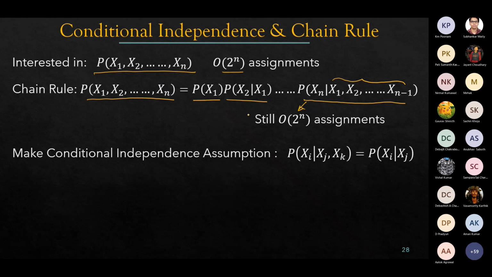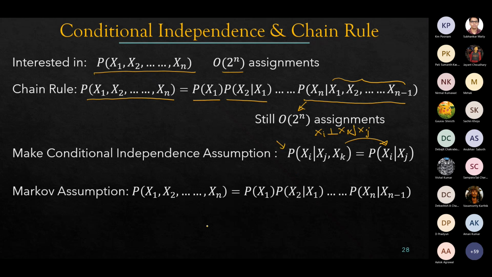How do we do better? We make some conditional independence assumption. So what conditional independence assumption can we make? This is one conditional independence assumption, but you can make others. So you're saying that probability of xi given xj, xk is the same as probability of xi given xj. What does that mean? That means that xi is conditionally independent of xk given xj, right?